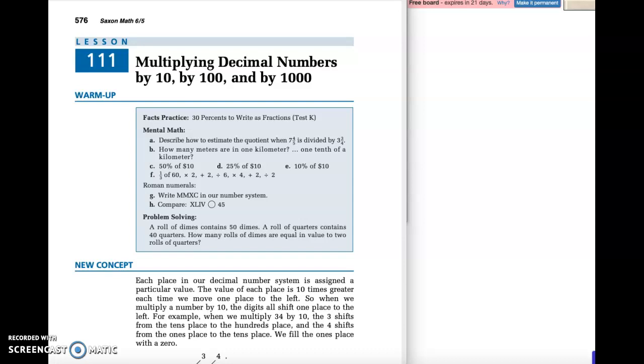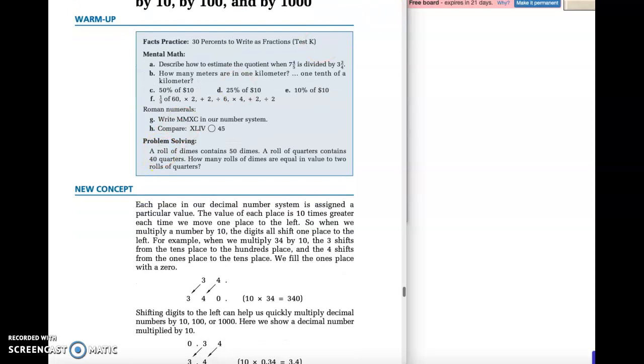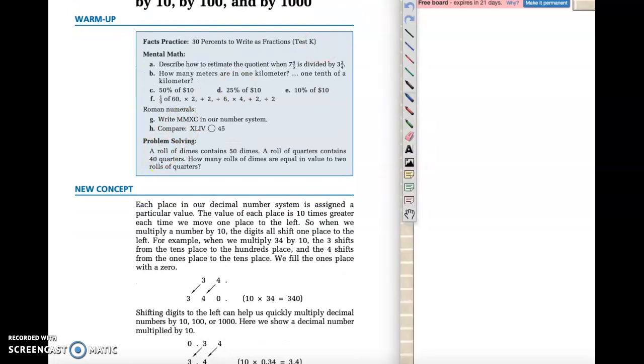So guys, hopefully you have done your facts practice and your mental math warm up, and you're ready to rock and roll by doing some multiplications. And honestly, guys, this is a really, really easy peasy lesson. I don't know if Saxon is just going easy on you now, but it's pretty darn easy.